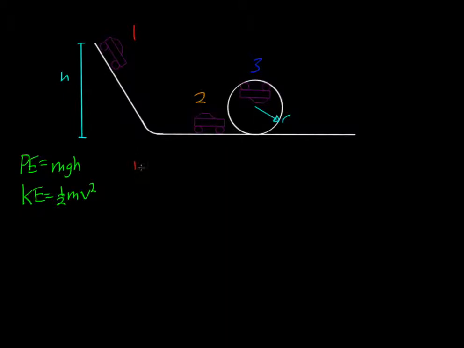At point 1, it has a certain amount of potential energy. That's going to be equal to the mass times the gravity times its height. In this case, our red h is equal to our blue h, right? And it has some kinetic energy, which is equal to 1/2 times its mass times its velocity at point 1 squared. The velocity at point 1 is equal to 0, so therefore your kinetic energy at point 1 is equal to 0.